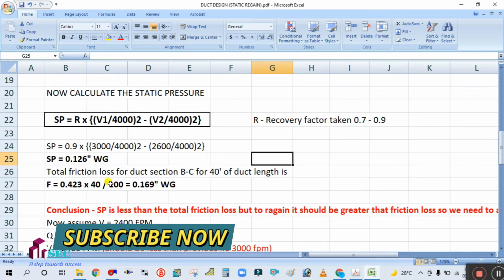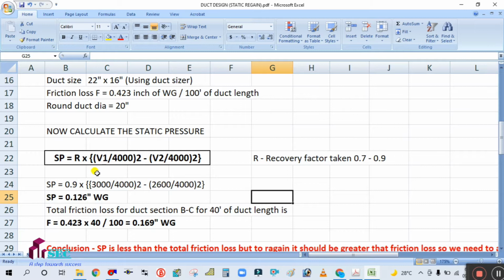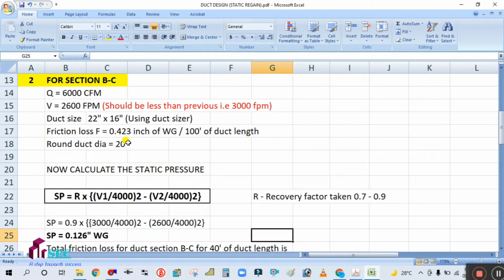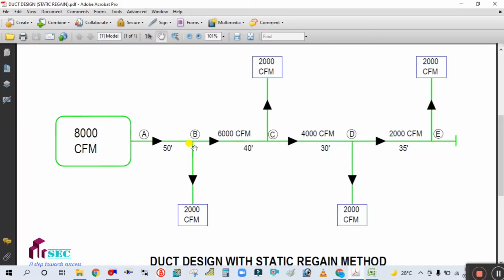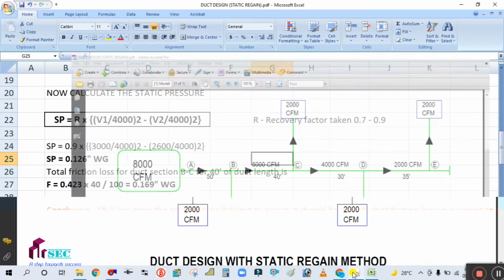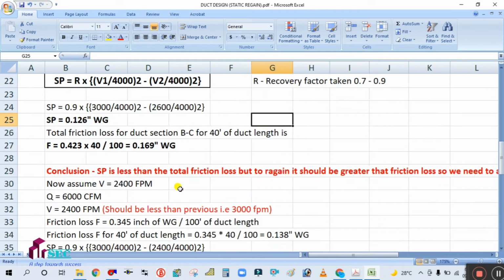So the total friction loss for duct section B to C, for 40 feet of duct length. For 100 feet, this is the friction loss: 0.423. For 40 feet, because the B to C duct length is 40 feet, so 0.423 times 40 divided by 100. You will get 0.169 inches of water gauge.